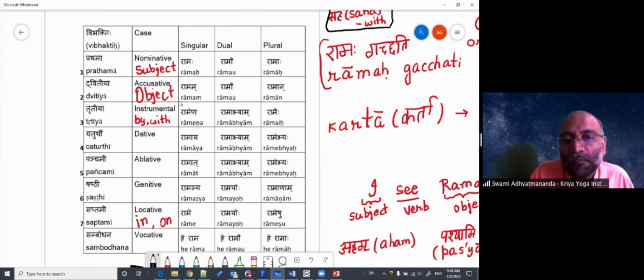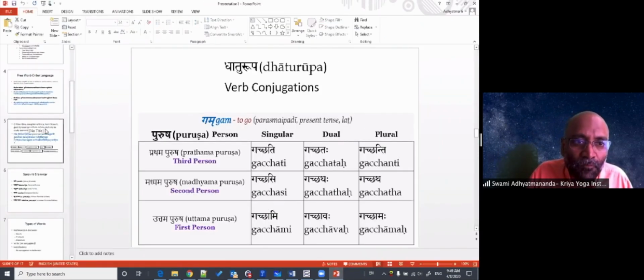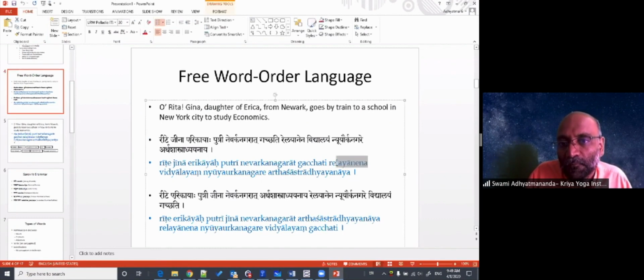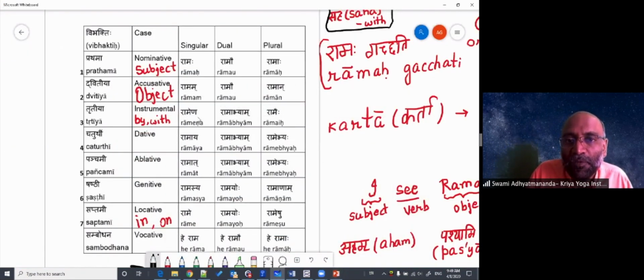Now we are talking of Ramena, but generally you will also find this case being used when, for example, I am going to school by car. So you will say Vahanena. Vahana is the Sanskrit for vehicle. If you remember the example which I had earlier put up in the free word order language, Rail Yanena, this is the third case, by the train, by a train. You see this word, Rail Yanena. So this is the third case example here. Why it becomes Yanena, we'll see later. But that is an example of the third case.